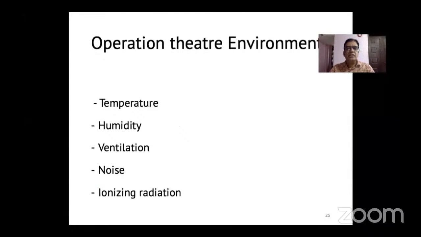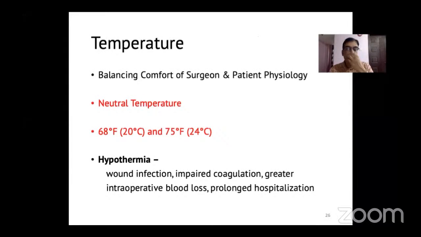Then I was talking about our own environment within the operation theater, like temperature, humidity, ventilation, noise, and ionizing radiation. They also have important safety aspects. In fact, the temperature should be a balance of comfort between the surgeon and the physiological requirement of the patient. In general, it should be a neutral temperature, because it is discomforting for the surgeon with all the gowns and the aprons and other things. We may need to slightly reduce the temperature. So normally it is kept at 20 to 24 degrees Celsius.